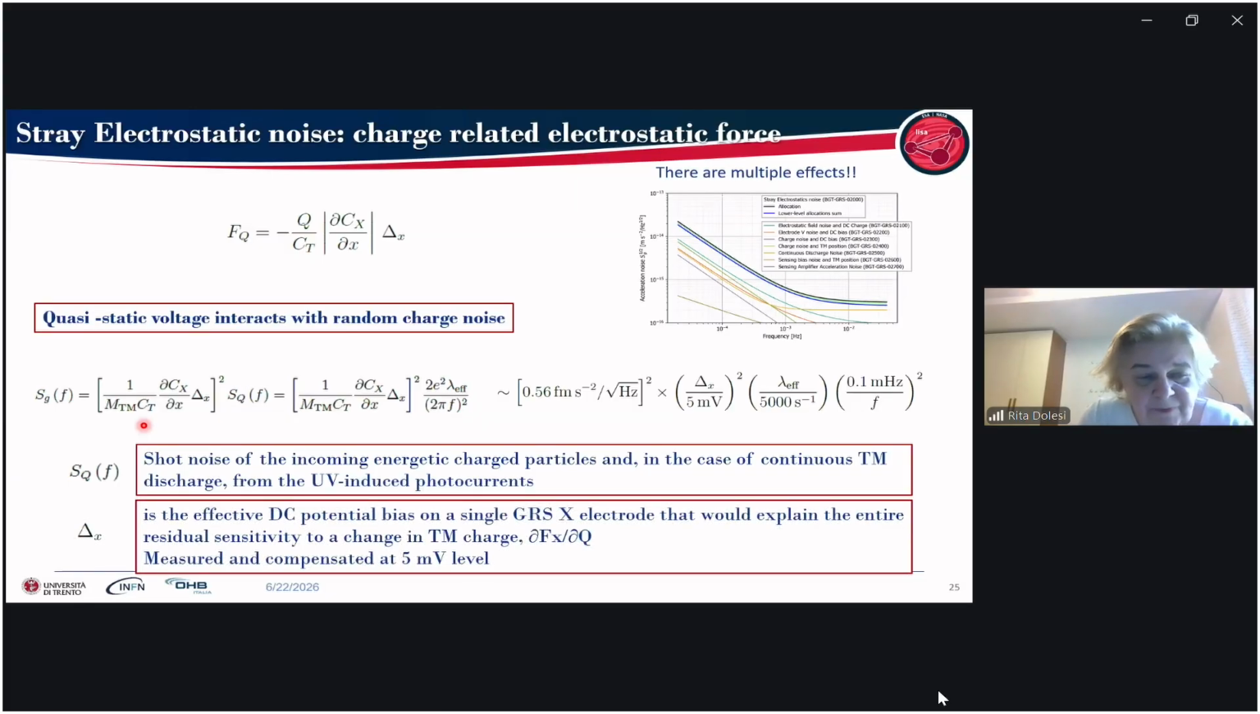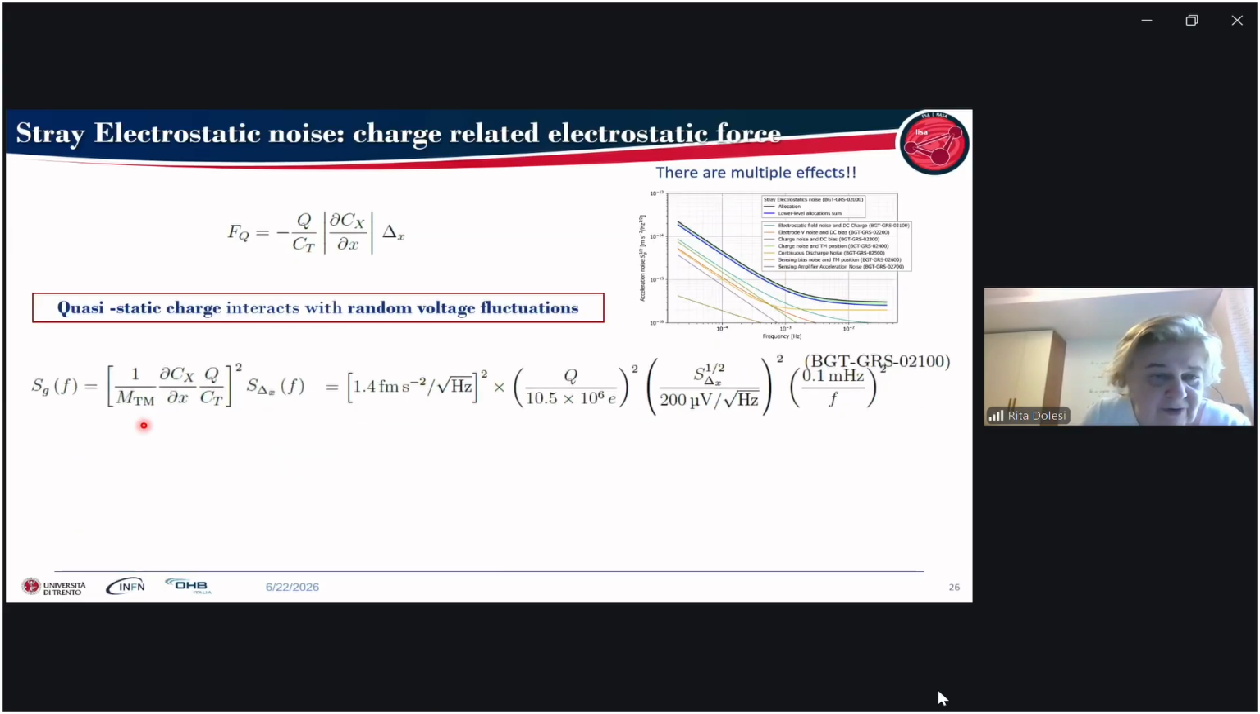Delta X is an effective DC potential, and we are able to measure and compensate it at the 5 millivolt level. Another entry is the quasi-static charge interaction with the random voltage fluctuation.